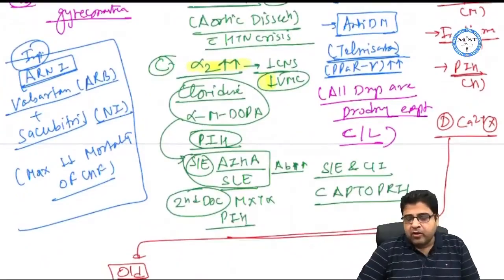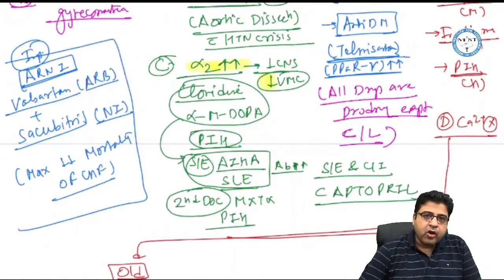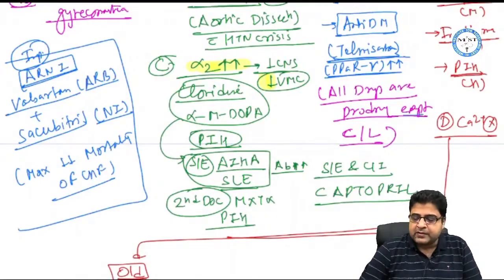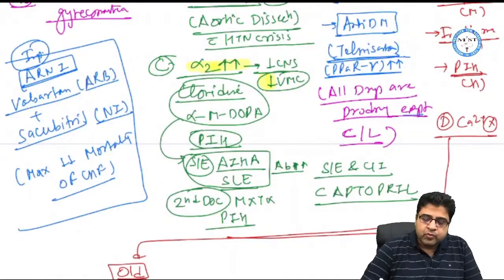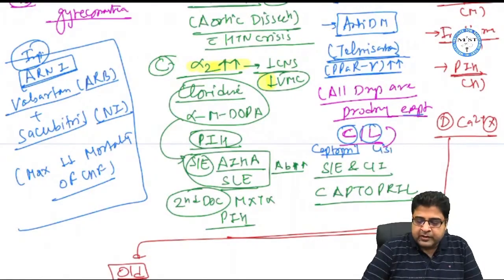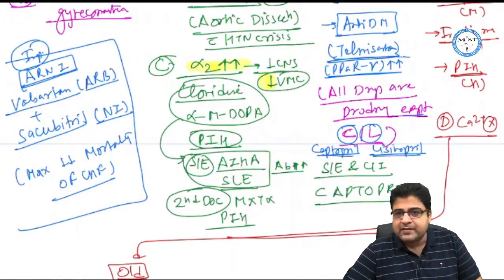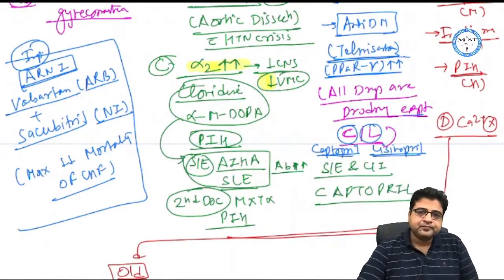Now we discussed that all these drugs are prodrugs. All ACE inhibitors and ARBs are prodrugs except two medicines which are not prodrugs. So which two medicines are not prodrugs? One is known as captopril. So captopril is not a prodrug, and one is lisinopril. So captopril and lisinopril are two medicines which are not prodrugs. These medicines are given in active form.